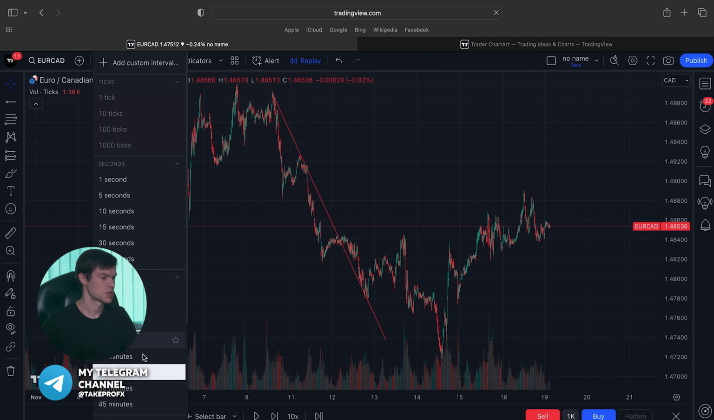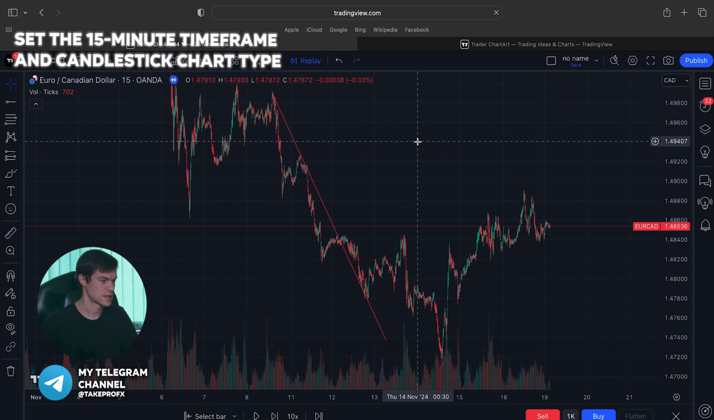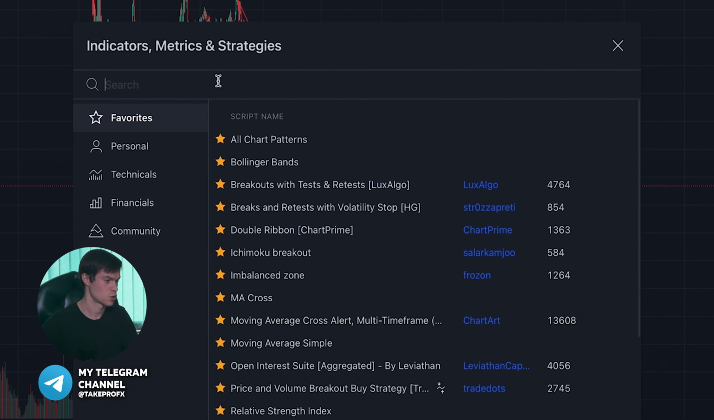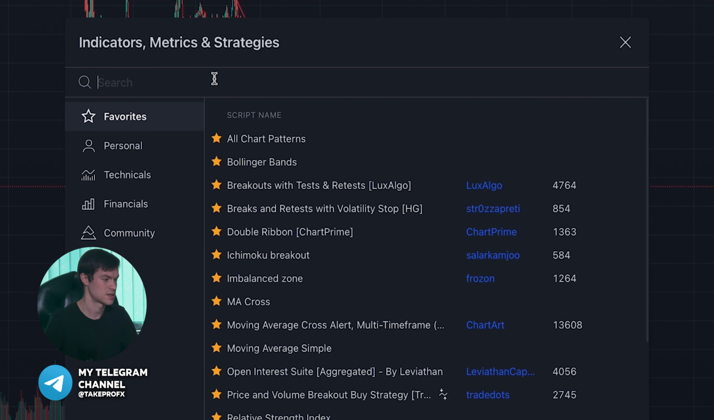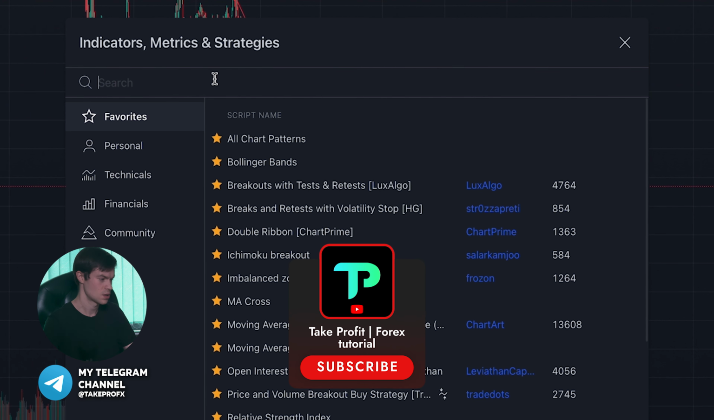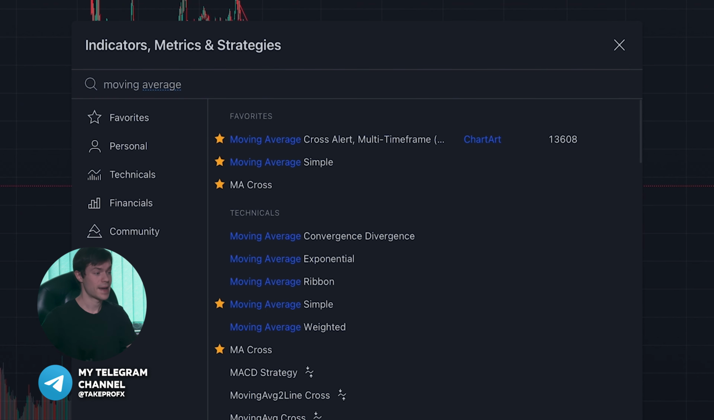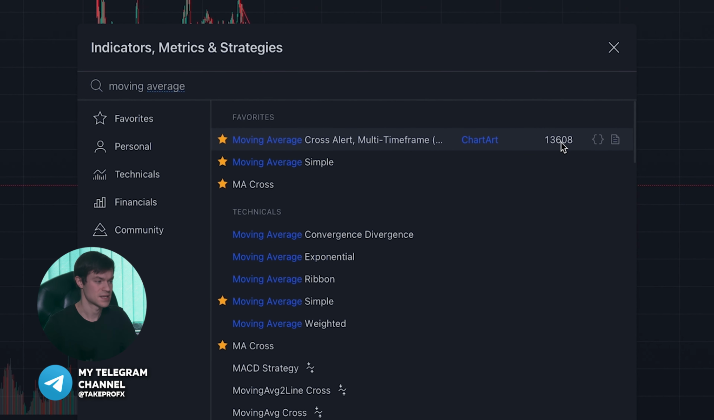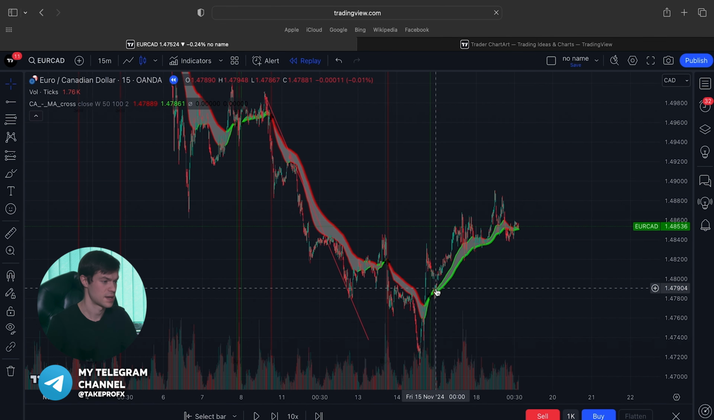We have a 15-minute time frame and a candlestick type of chart, so we need to add 2 indicators to TradingView right now. The first indicator, which will help us to determine the change of trend, is an indicator built on the intersection of moving averages. So we write its name and add the moving average indicator from the chart art author. He has 13,500 users.